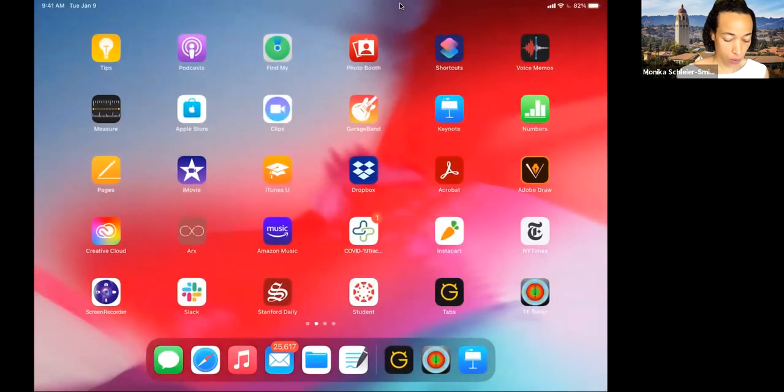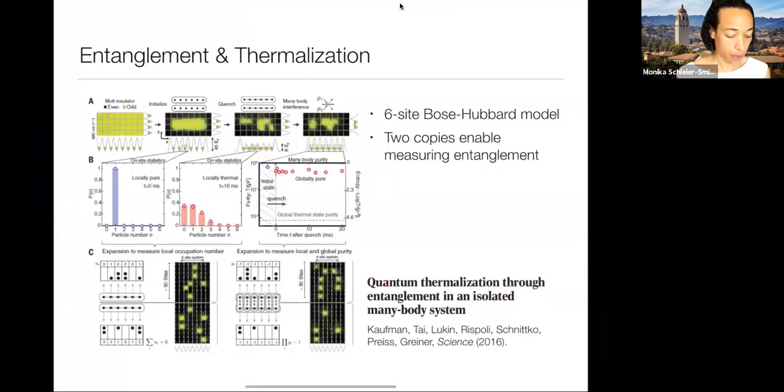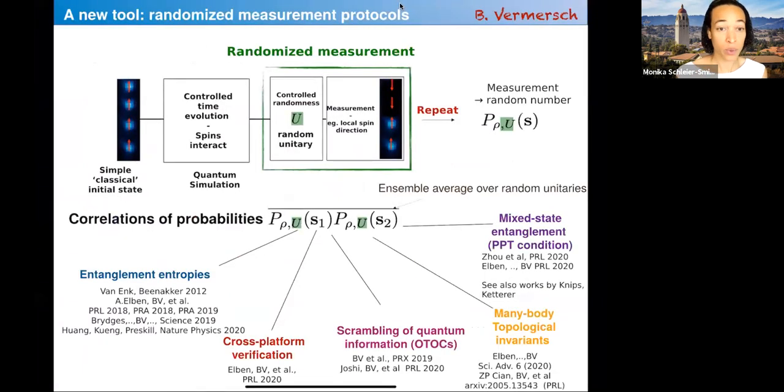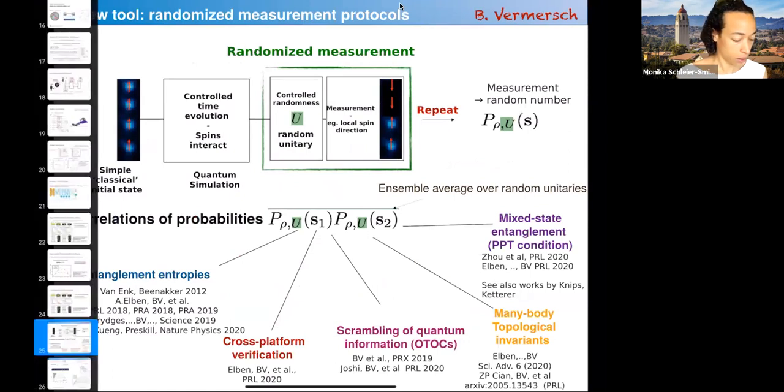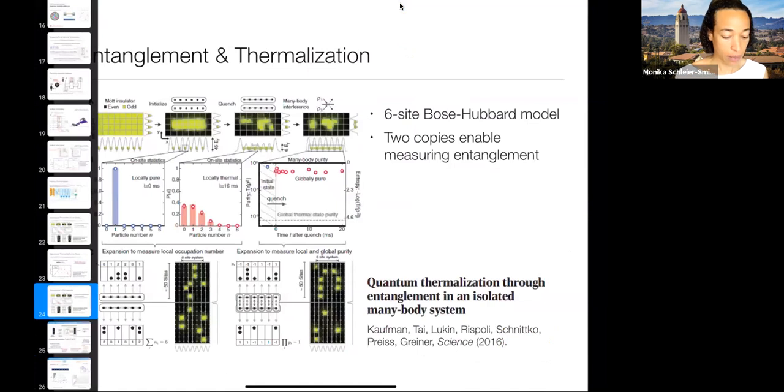So if we go back to this picture, this allows them to see that they can look at the parity for the entire system. Even parity would mean that the entire system is pure. And more generally, the expectation value of the parity tells them how pure this state is. And that's closely related to the second Renyi entropy.